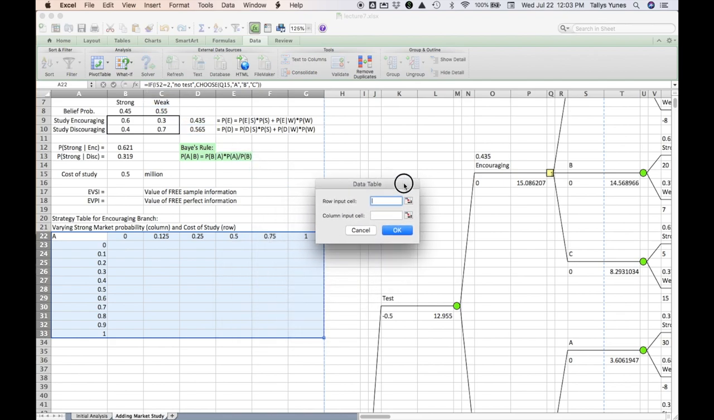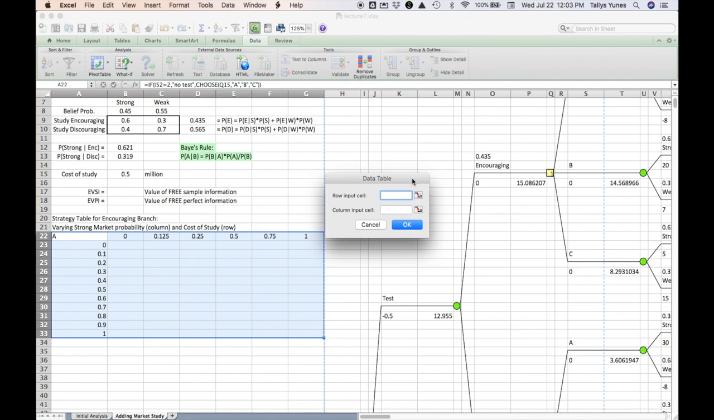Now this is a two-way table. Recall how we did the other one. There are two inputs changing. Which input cell will receive the values that are listed in a row? Well, the values listed in a row are these guys. I want them to be the cost of the test, right? So the input cell that is supposed to receive these values is the cost of the test. And which of the inputs will receive the values that are listed in a column? The column is here, and these are the numbers I want to replace in place of the strong market probability. So that's P8.